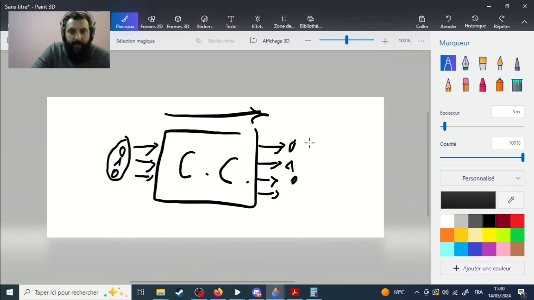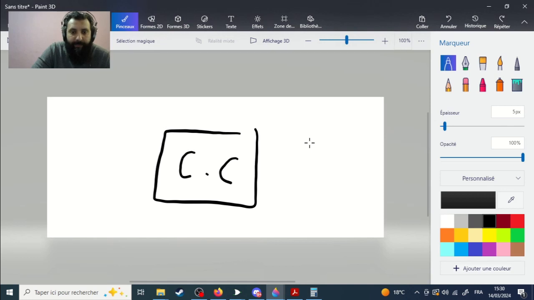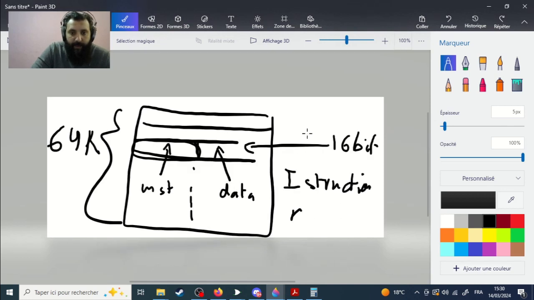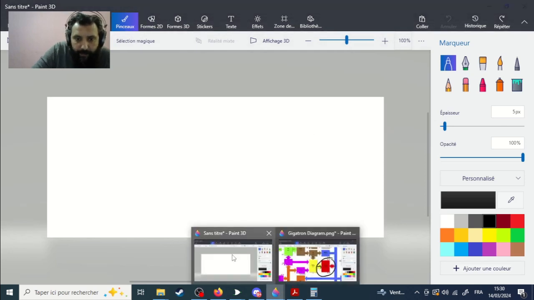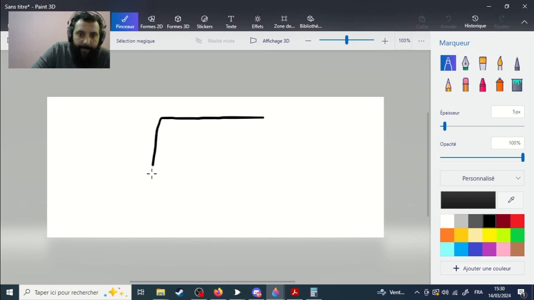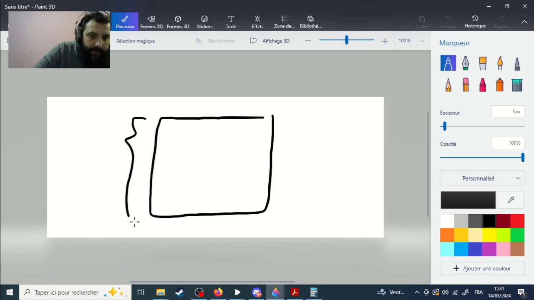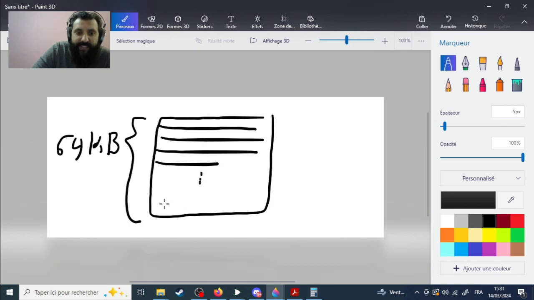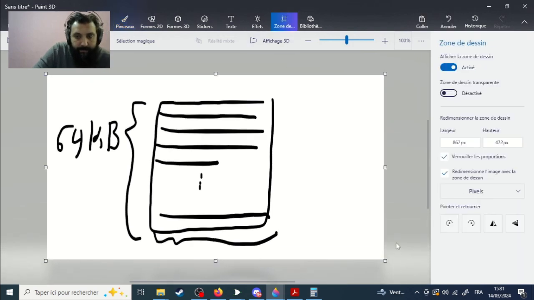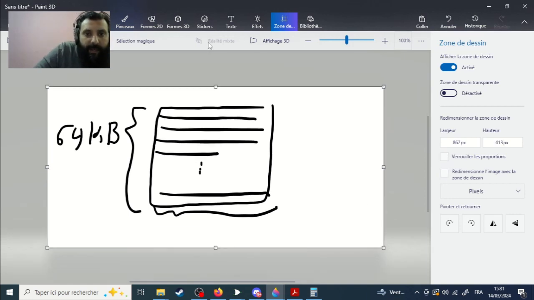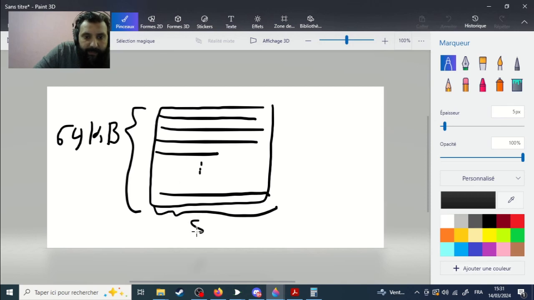Let's give a simple schematic for our RAM, for instance. Anyway, we have the RAM. The RAM, for Megatron, is 64 KB. We have 64K cells inside. Each cell is 8 bits.